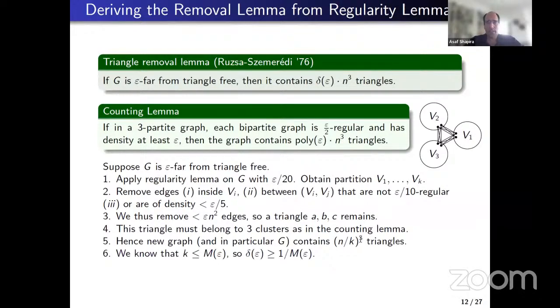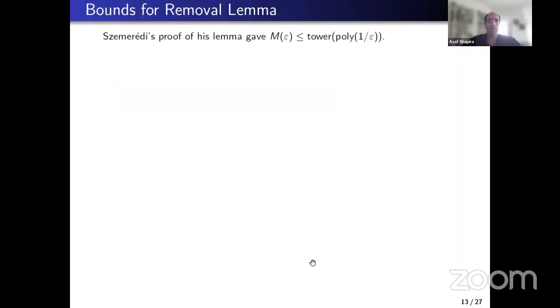Now, luckily, k is just bounded by a function of epsilon, and therefore delta is at least 1 over m of epsilon. So this sounds like very good news, but what is the bad news? The bad news is that Szemerédi's proof of his theorem showed that m of epsilon is bounded from above by a dreadful function of epsilon. It's 2 to the 2 to the 2 to the 2, 1 over epsilon many times.